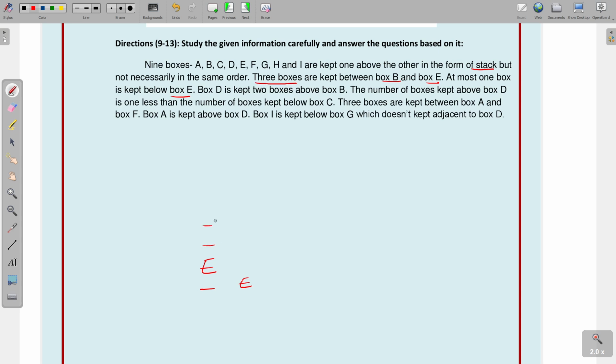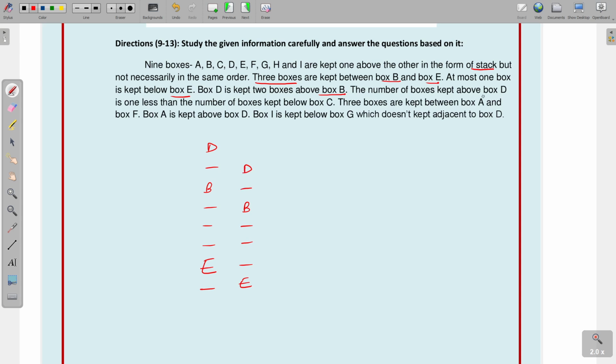So, 1, 2 and 3. Here box B is placed. Box D is kept 2 boxes above box B. So D is placed here, and next.